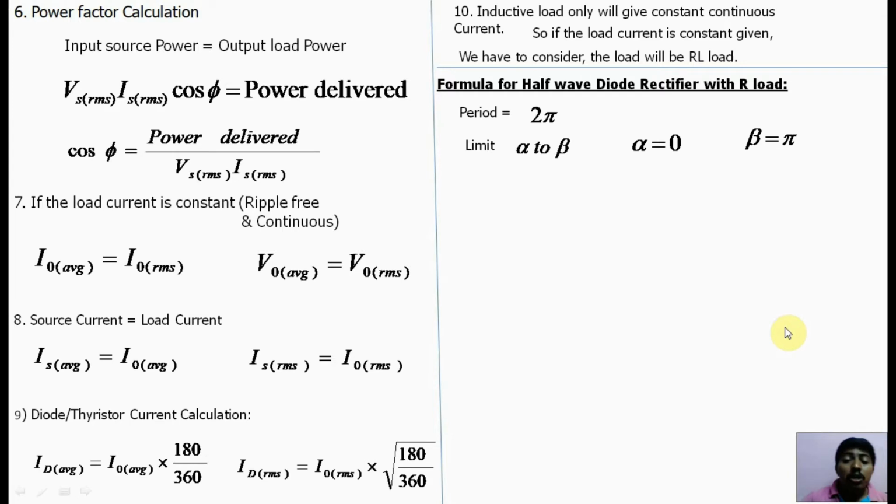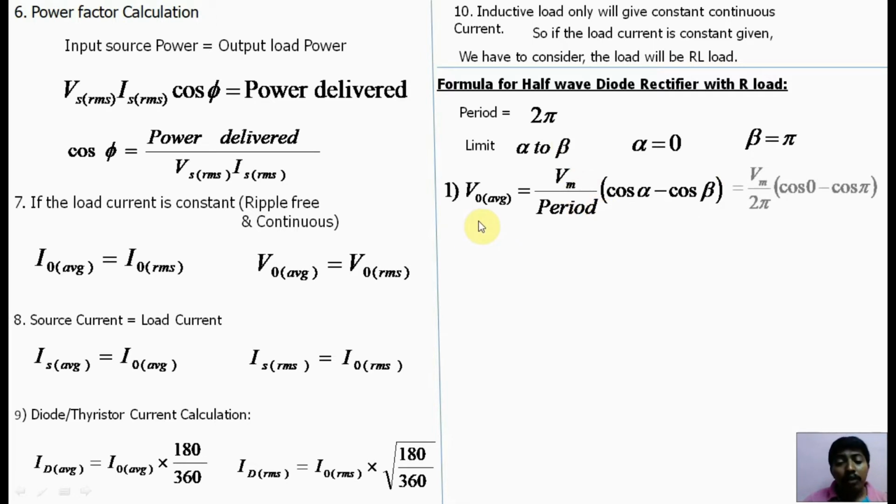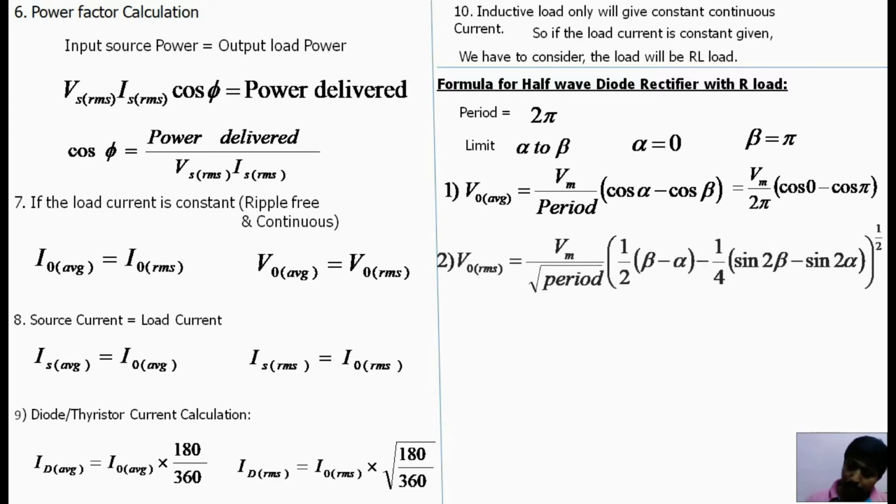Now we can find the average value. Just substitute here, this is the formula. Alpha value is known, beta value is known, period value is known, so we can find V naught average. Similarly for V naught RMS, this formula is known. By substituting the values, we can easily find the average and RMS value. But you should remember this formula.